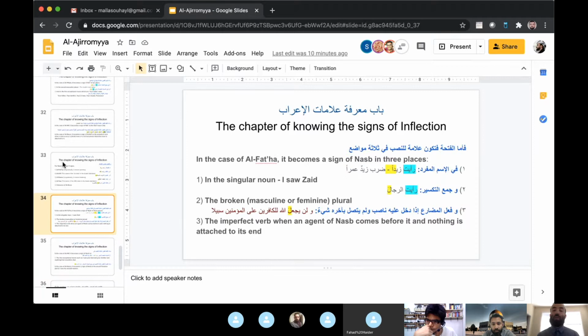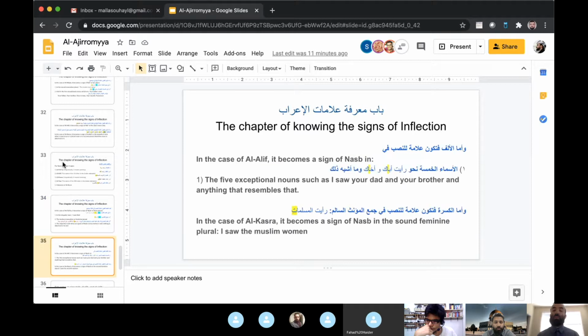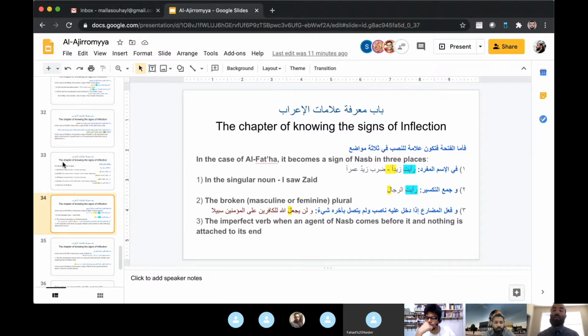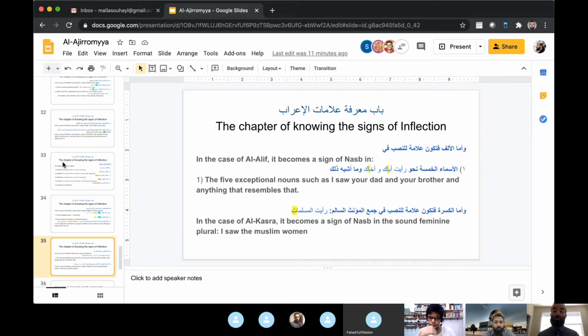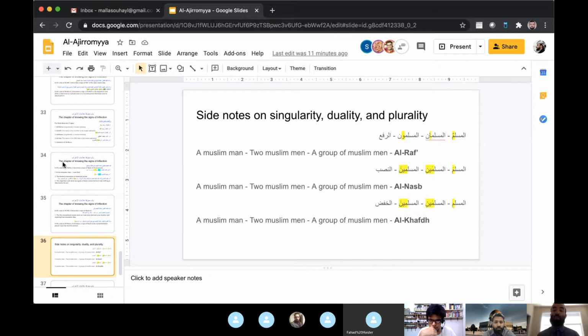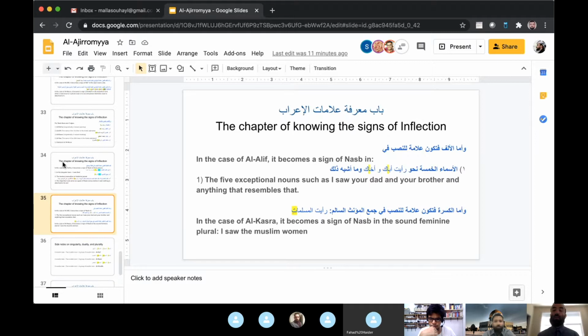I believe we started discussing al-fatha, and when fatha becomes a sign of nasab. We said that fatha becomes a sign of an-nasab in the singular noun, in the broken plural, and in the imperfect verb which has nothing attached to its end, and an agent of nasab has come before it. And I am not sure if we discussed al-alif, the fact that al-alif becomes a sign of nasab. So an alif also becomes a sign of nasab.